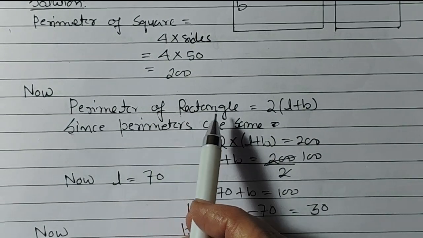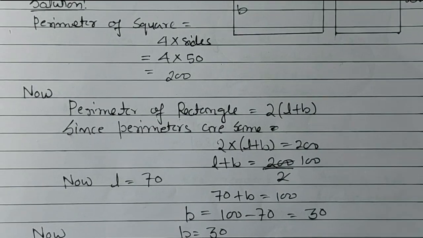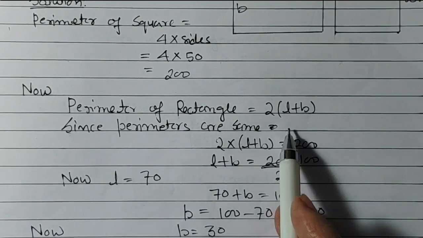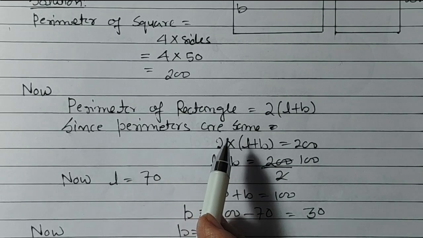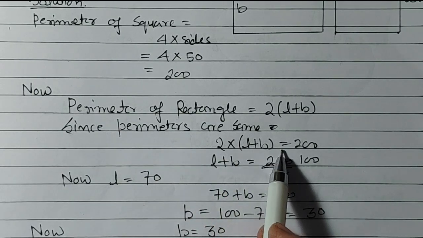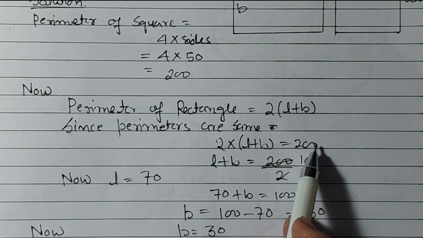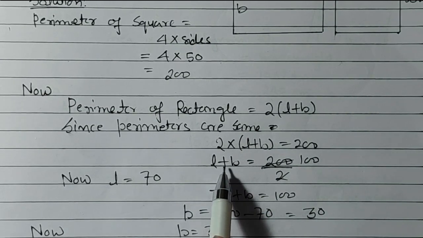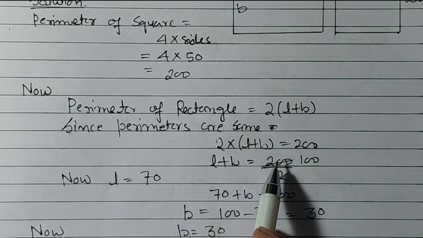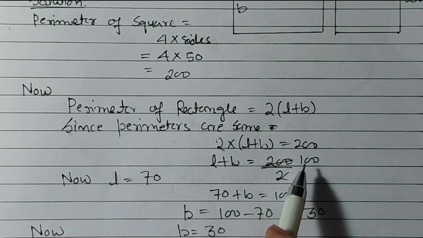Now the perimeter of the rectangular field is 2 into (L plus B). Since the perimeters are the same, 2 into (L plus B) is equal to 200, which is given. And now L plus B will be equal to 200 divided by 2, which is 100.